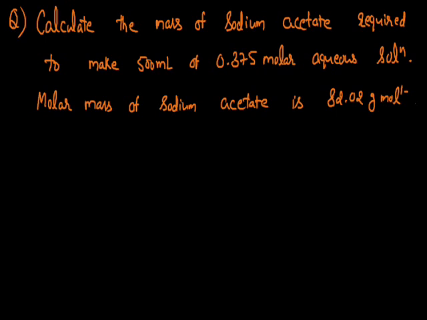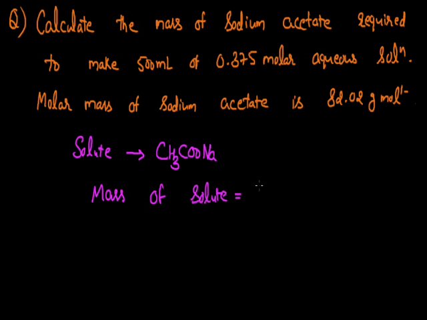now here we are asked to calculate the mass of sodium acetate to make the aqueous solution of this. So if we are going to make the aqueous solution of sodium acetate, here the solute is sodium acetate. This sodium acetate has the formula CH3COONa. So in short I am going to write the formula of this, and the mass of this solute is what we are to calculate.